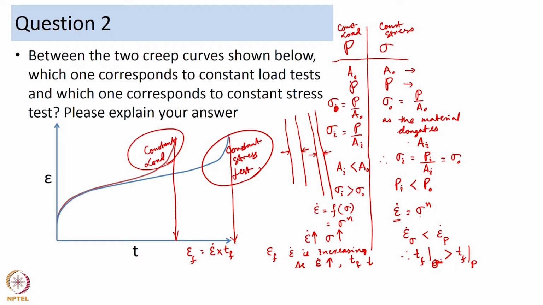So, this is in brief the difference between the two types of creep curves, constant load as well as constant stress. You are basically entering into tertiary creep a lot faster in a constant load test, and of course, this description is about a tensile creep test.